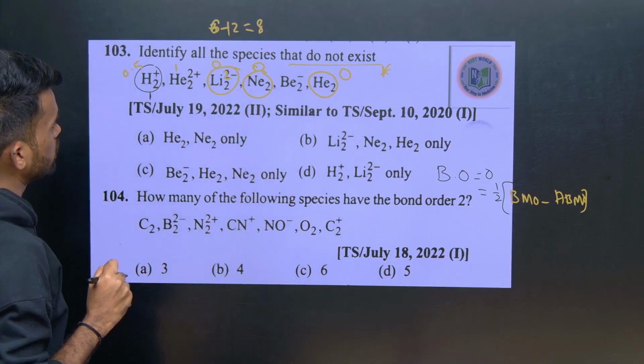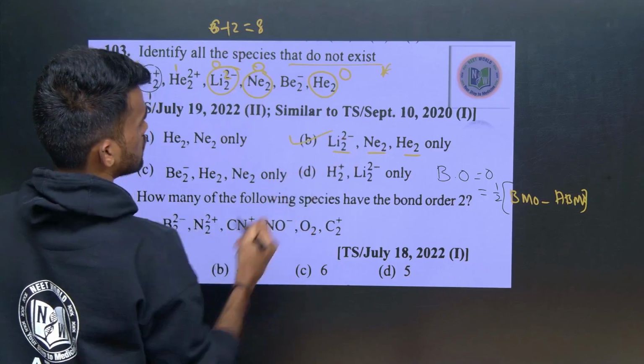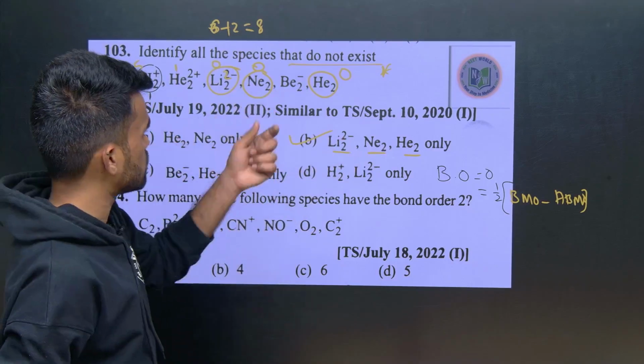Okay, so where do we have? Yes, here. So option B is correct. So why not Be2-? Just will you tell me that?